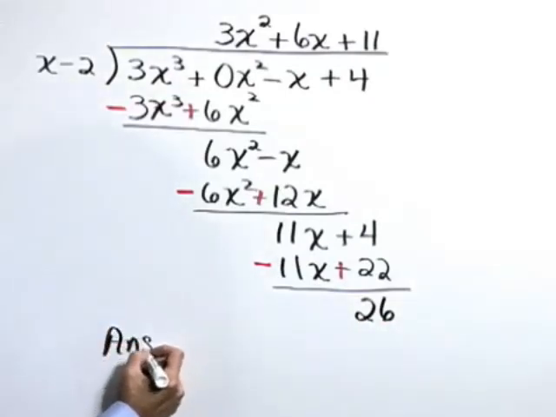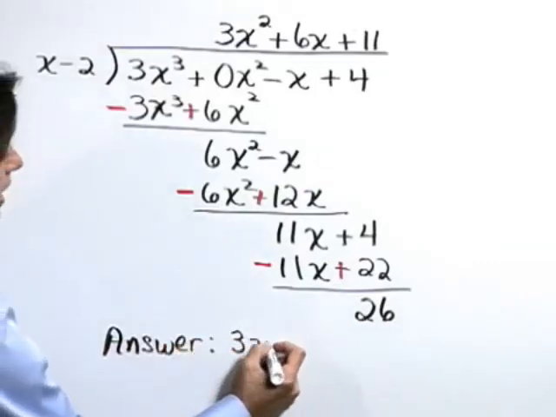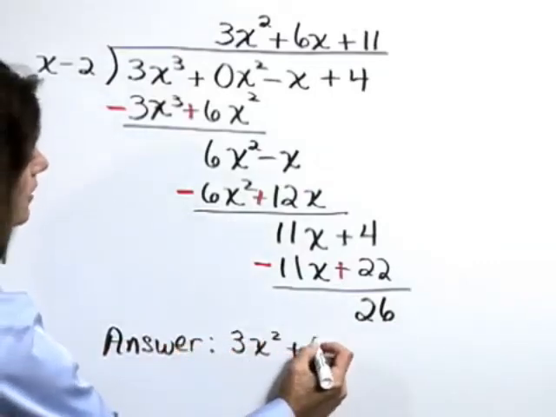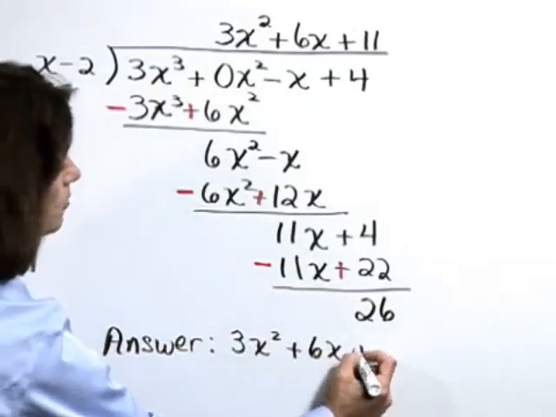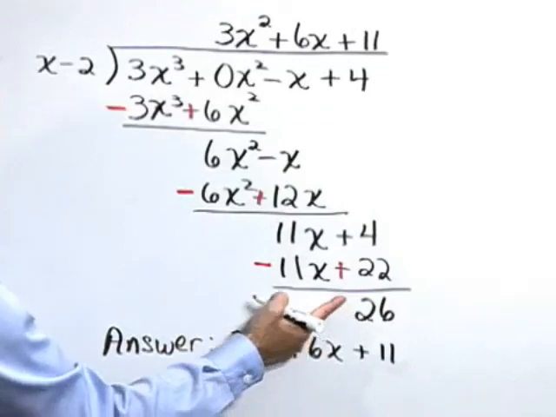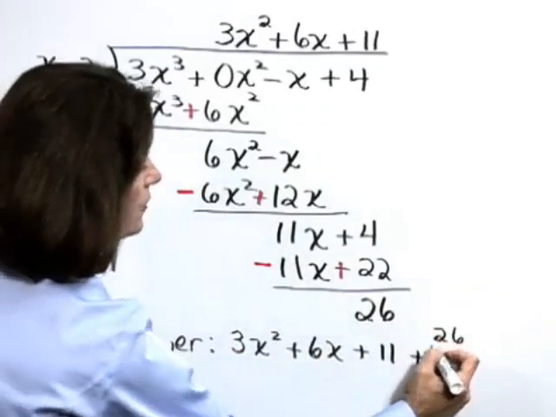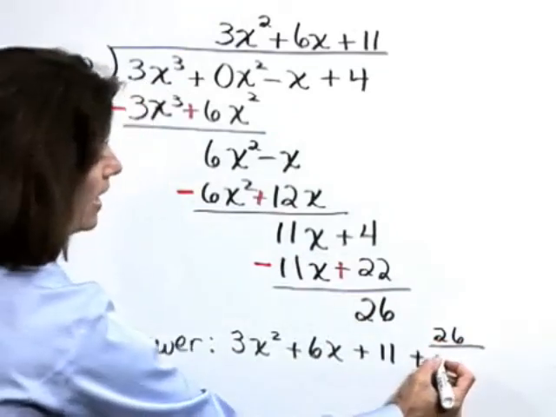Let's clearly write our answer. It is 3x squared plus 6x plus 11 plus our remainder over the divisor, so plus 26 over x minus 2.